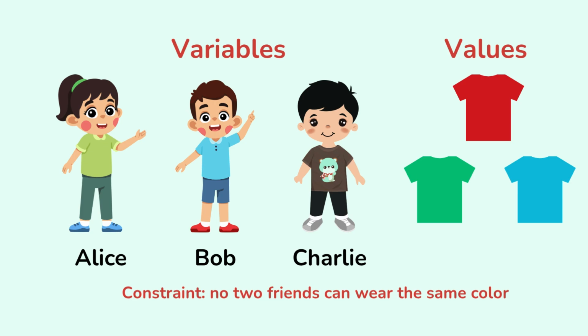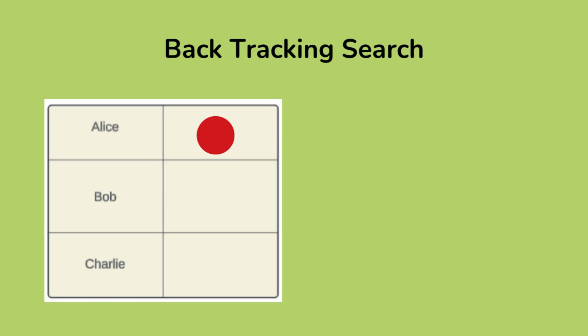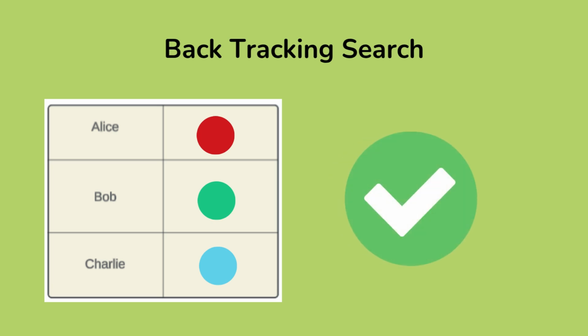To solve a CSP, we often use something called backtracking search. This works by assigning values one at a time, checking whether each step violates any constraints. If a constraint is violated, we backtrack and try a different value. It's like trying out options one by one and going back whenever we hit a dead end. Although it sounds simple, this method can be made much more efficient with some smart strategies.